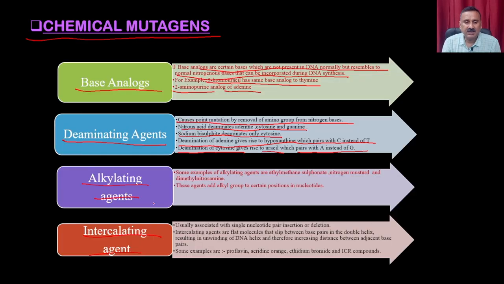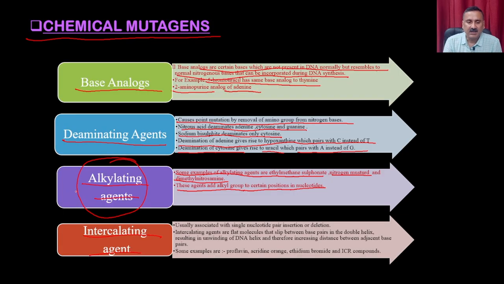Then we have the alkylating agents. Some examples of alkylating agents are ethyl methane sulfonate, nitrogen mustard and dimethylnitrosamine. These agents add an alkyl group to certain positions in the nucleotide, and this causes mutation, and that is how it kills the cells. Many of the anti-cancer drugs are also alkylating agents. They alkylate the DNA, and that is how they activate the machinery to kill these cells.